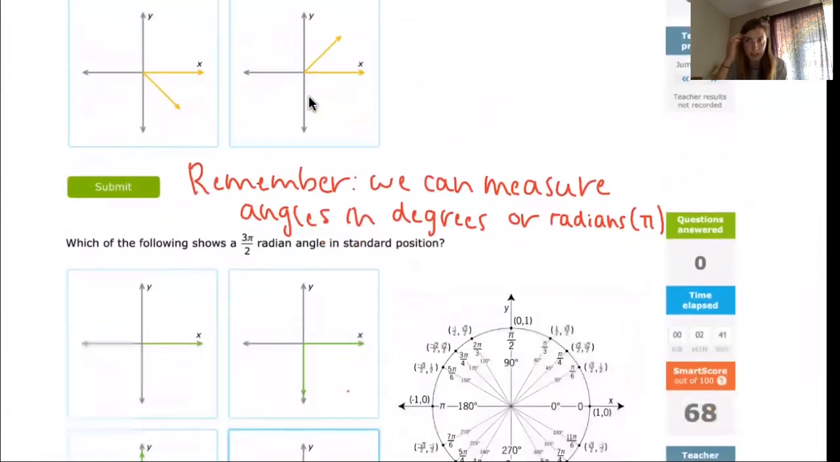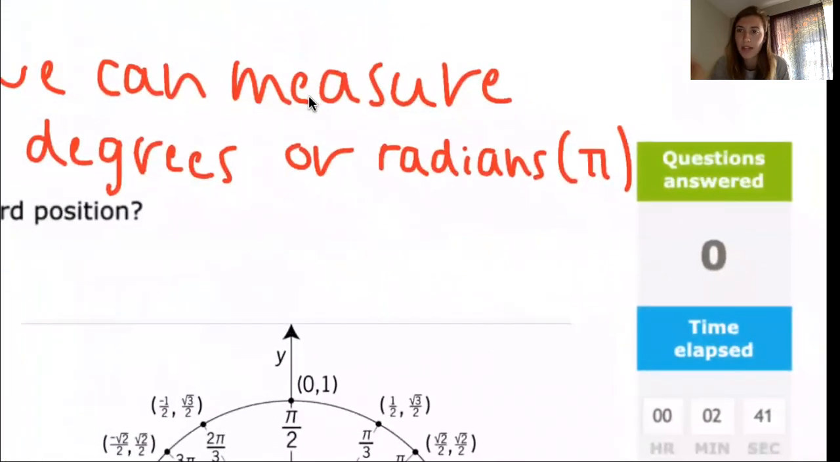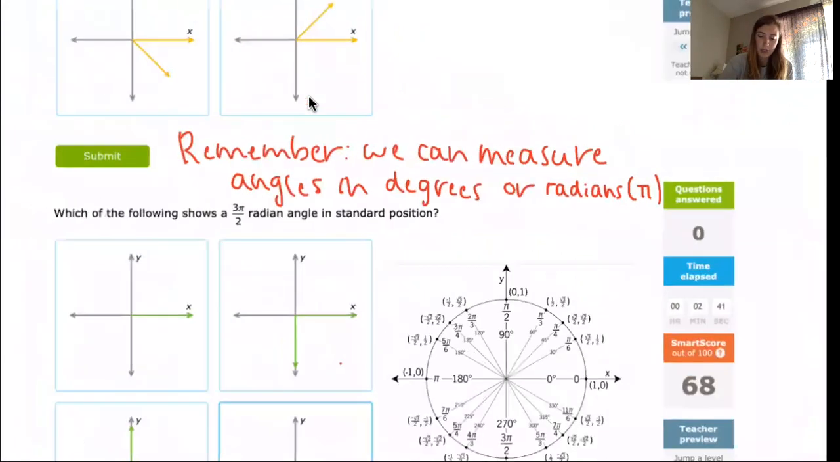Okay, we talked about this briefly before we were put onto remote instruction. But you can measure angles with two different measurements. You have degrees, and then radians. Remember that radians will have the little pi symbol, and that's how you know it's in radians. And then degrees has your little circle to the upper right corner of the number. You guys are all familiar with degrees. So, two ways to measure.